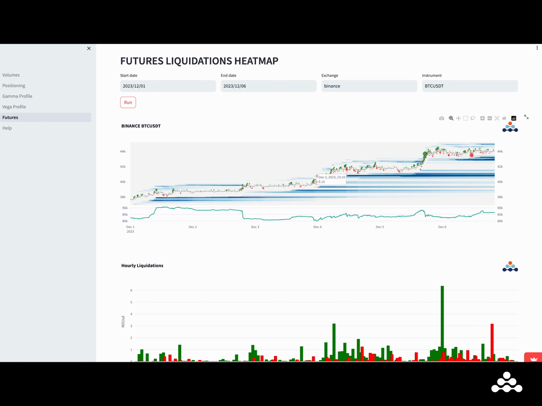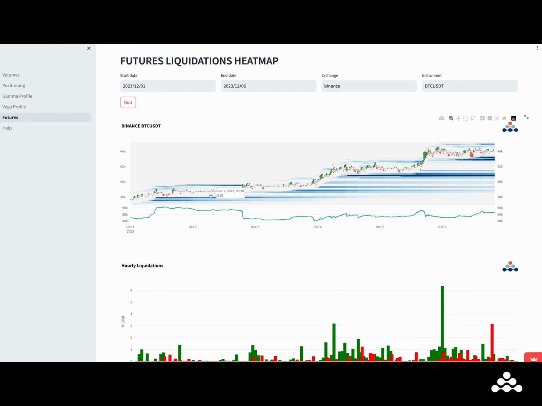And then what we see here are, in bubbles, liquidations. Green bubbles are buy liquidations, so that's a short needing to buy back to close out. The red liquidations are long liquidations. That's someone who's long who needs to sell in order to close out.